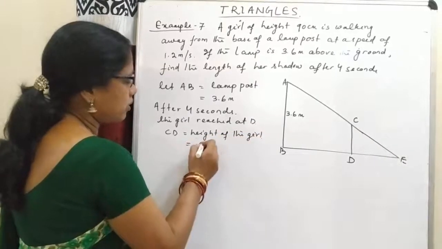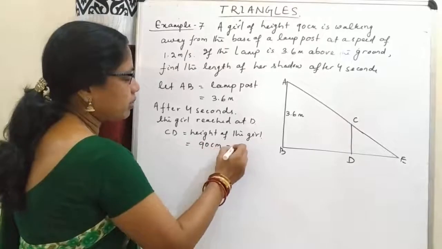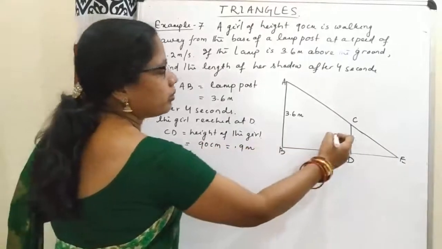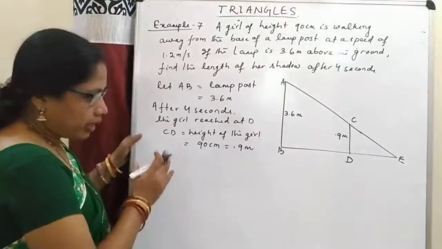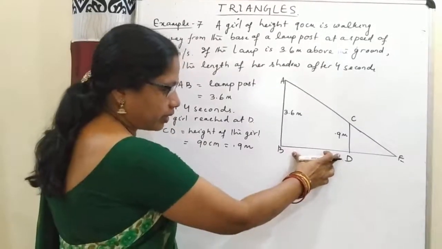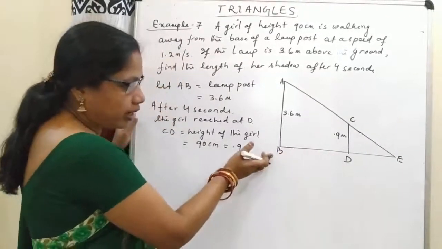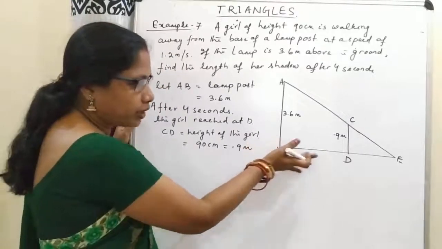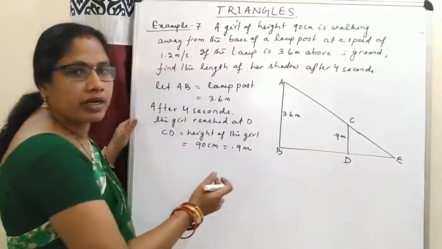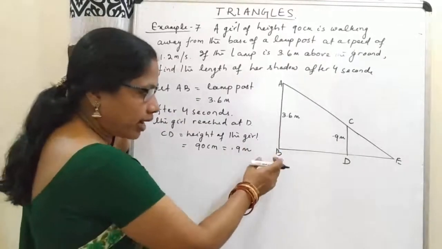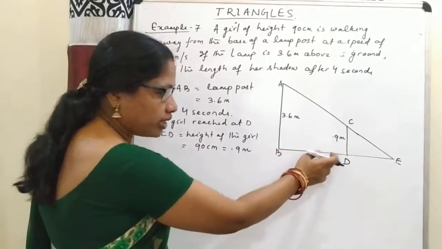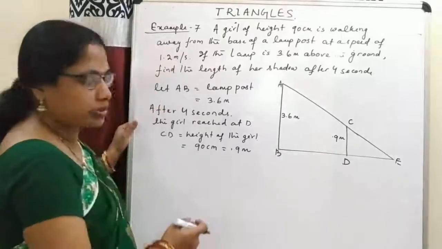So this is equal to 90 centimeter, which is equal to 0.9 meter. Again we have to find BD. How? The girl is walking from B to D at a speed of 1.2 meter per second, and the time taken by her to reach D is 4 seconds.